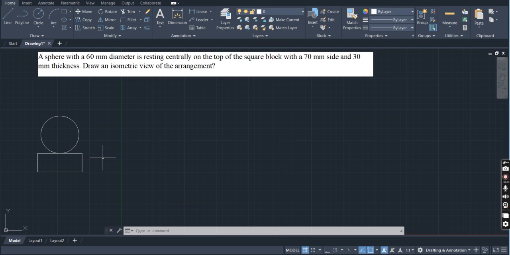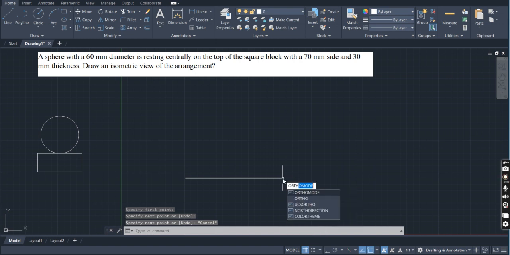No need to go to dimension because we know the values of the square block as well as the circle. I'm shifting to the isometric drawing. First, draw a reference line anywhere on the screen. I'm not getting horizontal lines, so for that I turn ortho mode on. It was in the off position. Now I'm changing our mode to isoplane.